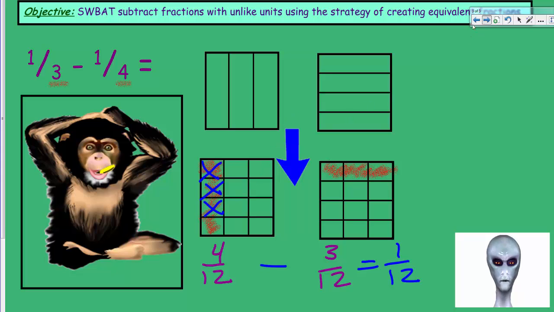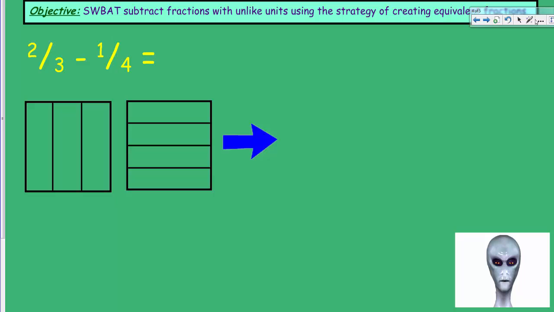Okay, on to the next problem. Yay! And let me do this for 2.